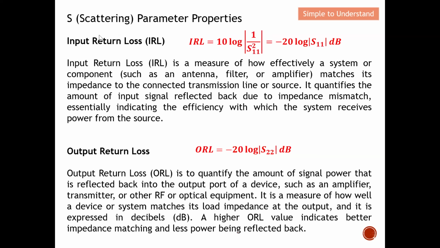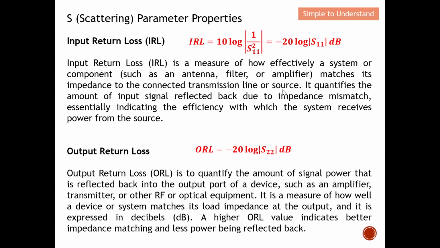Next, the input return loss. This is a formula to describe the input return loss. These two are quite similar; this one is at the output, which means at port 2, and this one is at port 1. I will just quickly describe this. Input return loss is a measure of how efficiently a system or component, for example an antenna, a filter, or an amplifier, matches its impedance to the connected transmission line or source.